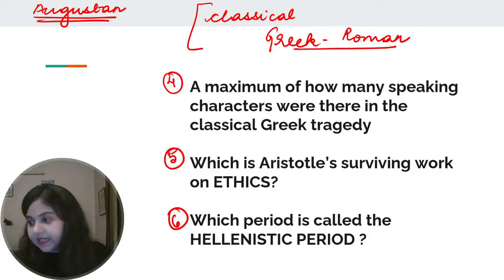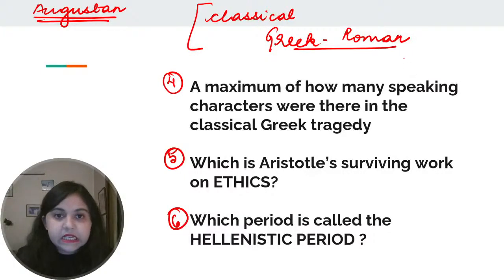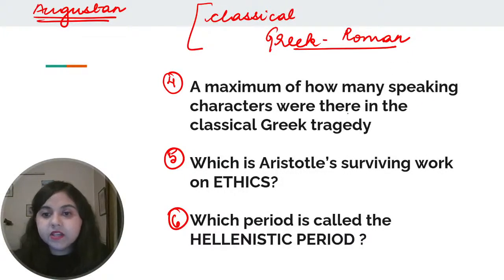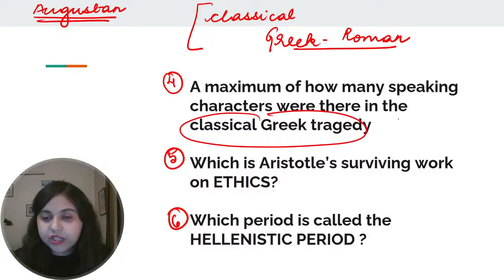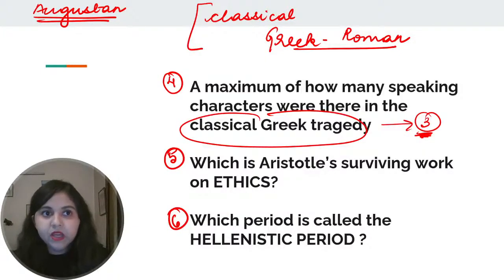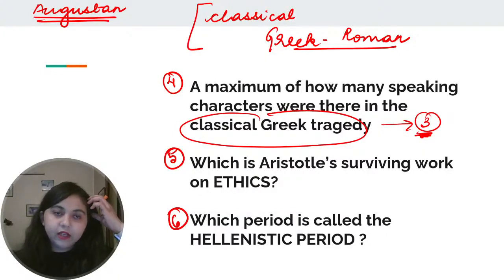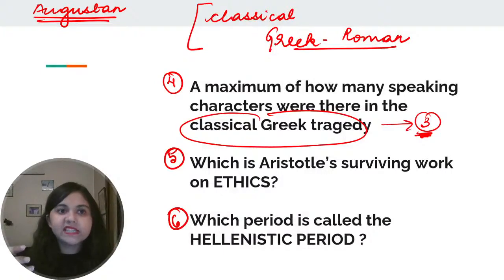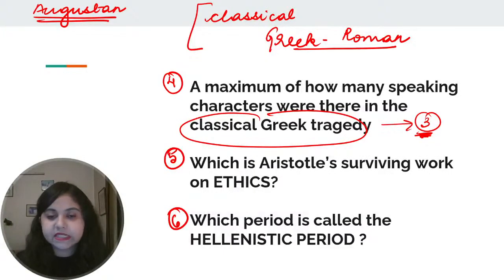Okay, anyway, yes, I think most of you have got it right. A maximum of how many speaking characters were there in classical Greek tragedy? A maximum of three actors. Classroom students, I hope you remember, because this is something that we just looked at at 3 p.m. We were talking about this only, that of course there was a chorus, but then there was this actor who would wear masks, and there were a maximum of three actors that you had.